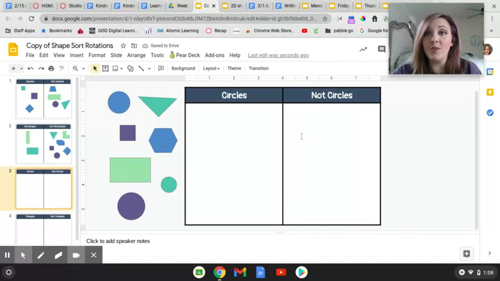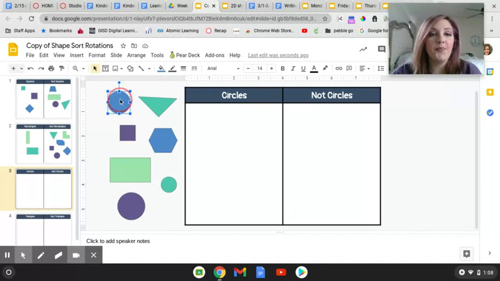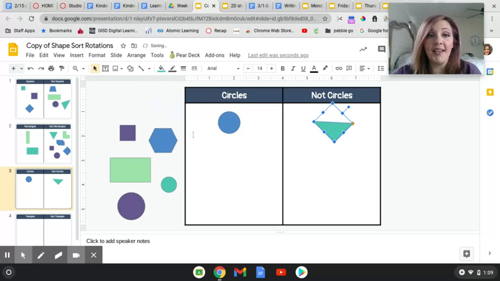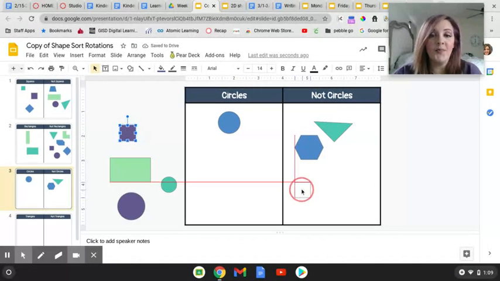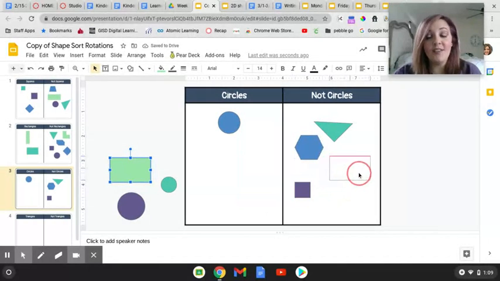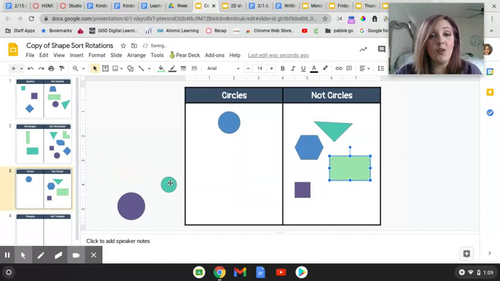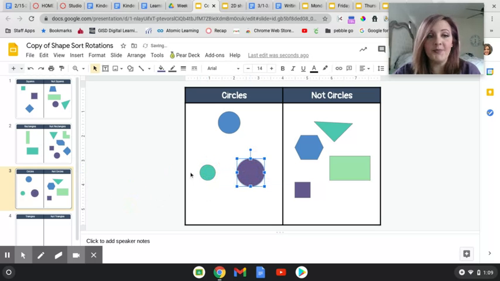Circles and not circles. So remember, a circle has no straight lines and no corners. This one is a circle. This one is not a circle. It has straight lines. This one is not a circle. It also has straight lines. This one is not a circle. This one is not a circle. All of those shapes have straight lines, and circles have no straight lines. This one and this one are circles. And let's look at our next slide.